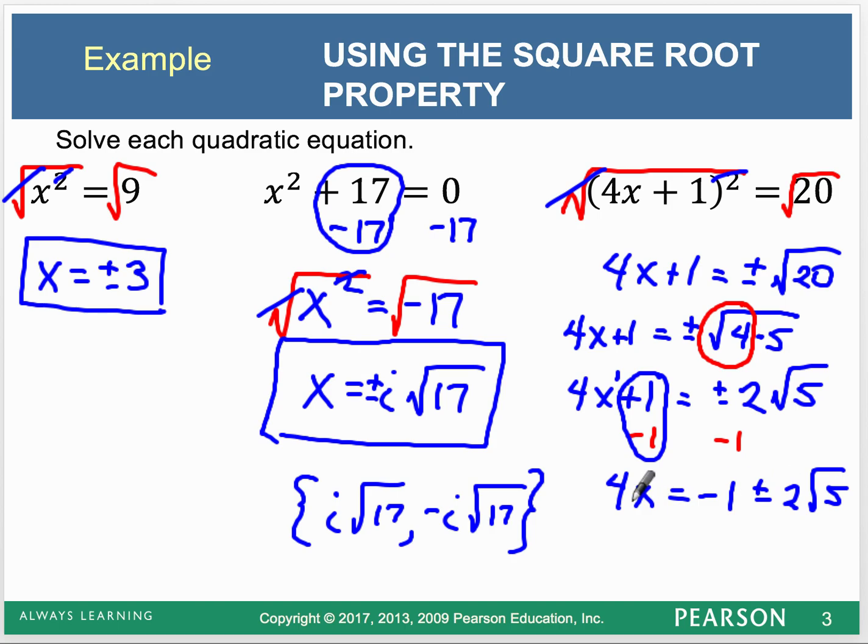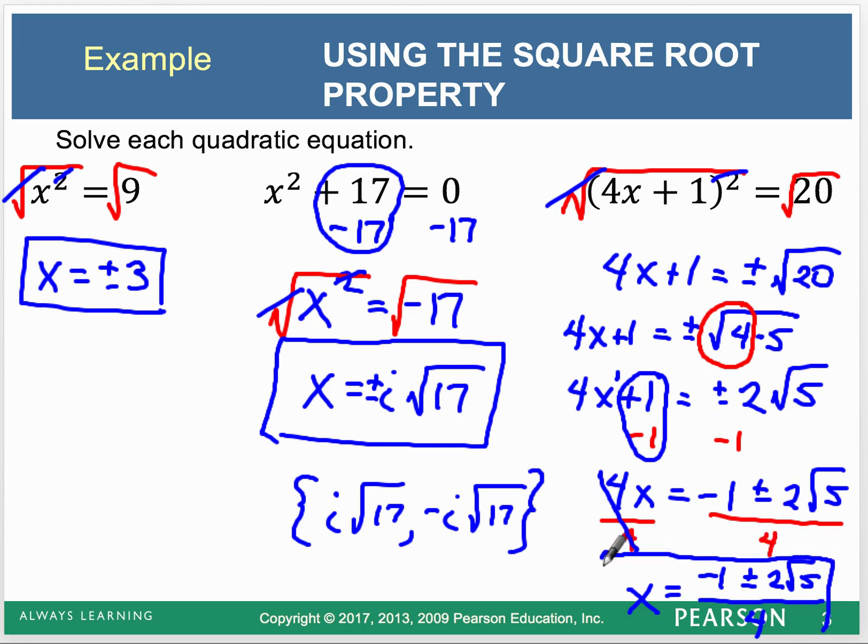Okay, now to get this x all by itself, I need to divide by 4, entire side, right? You could do individual terms if you want, or entire side, but you got to do the whole thing. So now these 4's divide out, and finally I'm left with just x equals negative 1 plus or minus 2 square root of 5 all over 4. Square root method. All right.